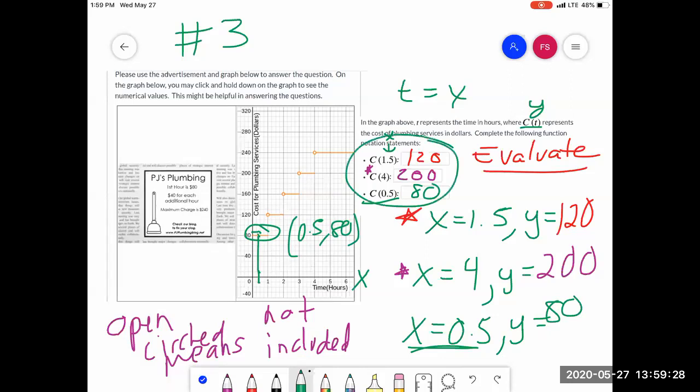If you're still having trouble with this, please email me and we can work on these problems together. This should really help you solve the other 3 questions in the graded warm-up.